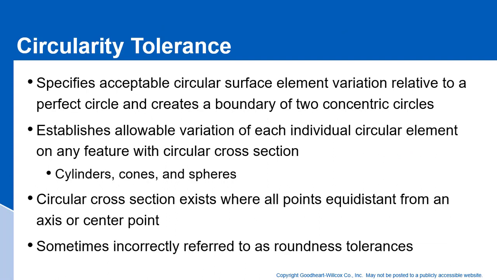Circularity tolerance establishes an acceptable circular surface element variation relative to a perfect circle and creates a boundary of two concentric circles. It establishes an allowable variation of each individual circular element on any feature with a circular cross-section. That could be cylinders, cones, and spheres. Circular cross-sections exist where all points are equidistant from an axis or a center point. Sometimes they call this roundness, but it's really not roundness. So let's look at how to apply that.